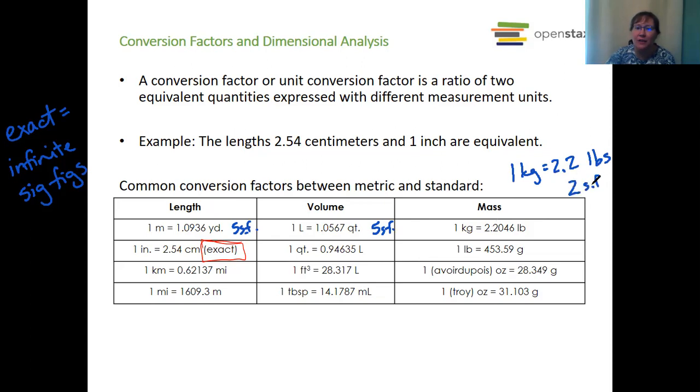It only has 2 significant figures. So if you're doing a calculation, I don't want you to use the one with 2 significant figures. I want you to use the one with 5 significant figures, because which one do you think is going to be more accurate? Well, the one that's going to be more accurate is the one where you used all the significant figures. Unless, of course, you're dealing with something that doesn't have any sig figs. But that's what I want you to look at.